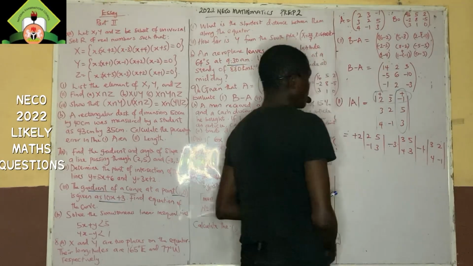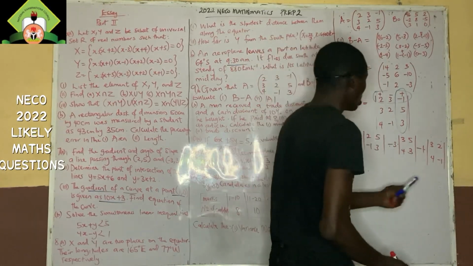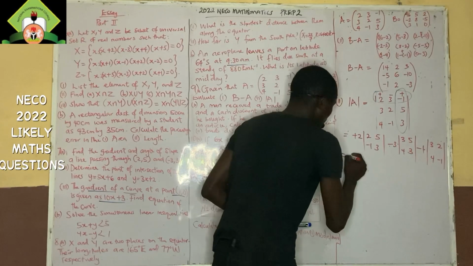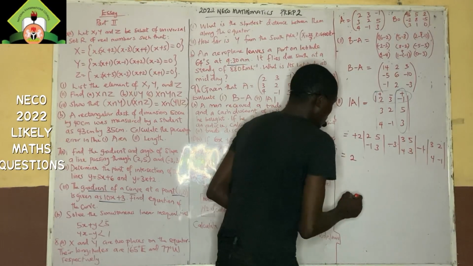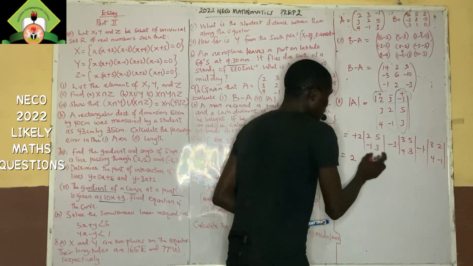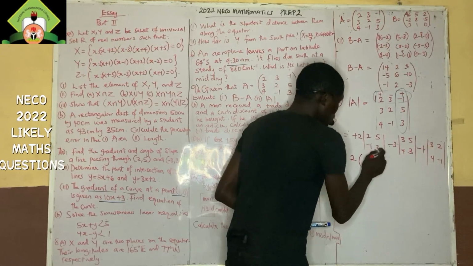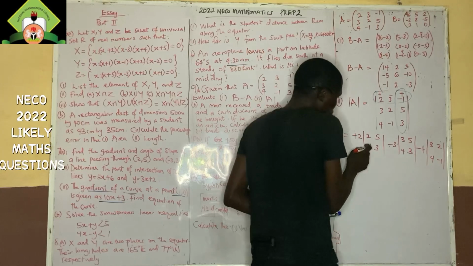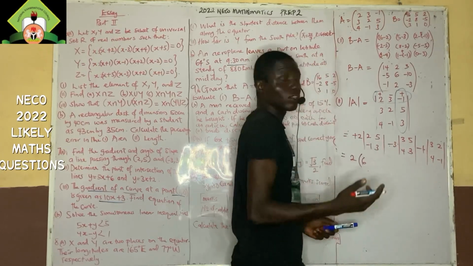So that's that. So we have 3, 2, 4, minus 1. If I now solve this one, 5 times 3, you multiply the leading diagonal. So which is what? 5 times 2 is 6. Now minus 1 times 5 will give what? Minus 5.